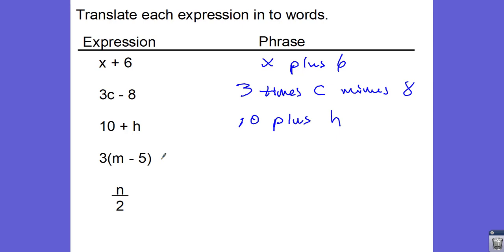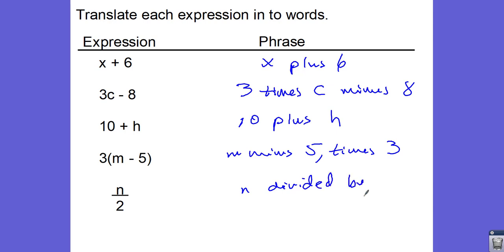The next one, now the easiest way of doing this one to show parentheses is actually to use a comma. Just like solving this kind of a problem, start in the parentheses. We would write this as M minus 5. And then really the way to show parentheses is put a comma. It means get an answer to all the stuff in the front, pause, and then do the rest of it. Times 3. Okay, and then the last one is n divided by 2. Simple as that. Right?